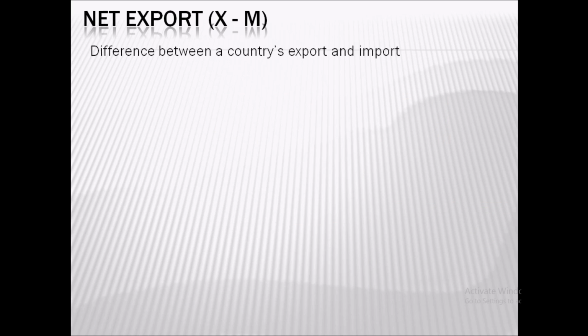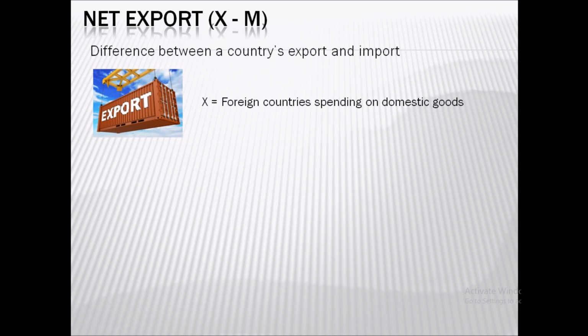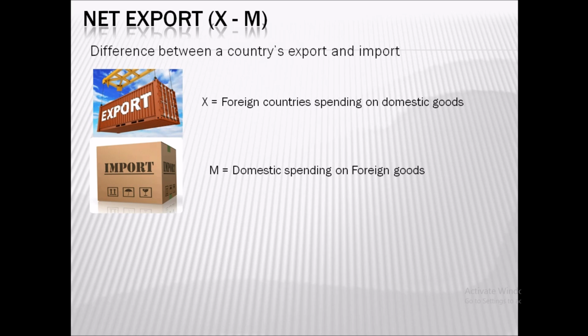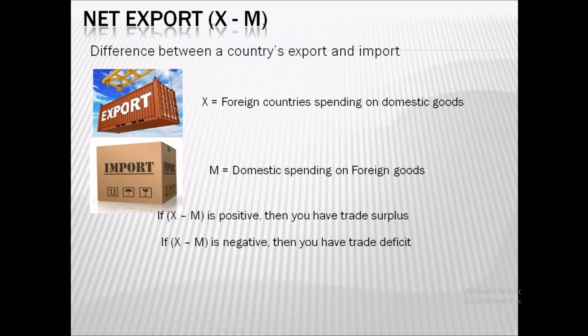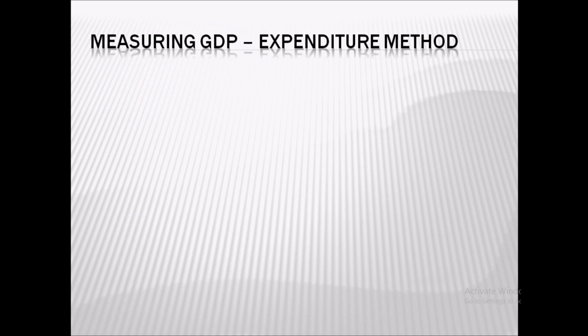And then net export. Net export is nothing but the difference between a country's export and import. Export is a foreign country's spending on domestic goods, and on the other hand, import is domestic spending on foreign goods. So in export, you are receiving income, and when you import, income is going out of the system. So when your net export is positive, then you have a trade surplus, and on the other hand, when it is negative, then you have a trade deficit. And if both export and import are matching, then you have a trade balance.